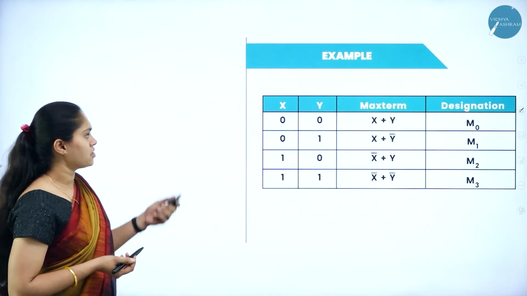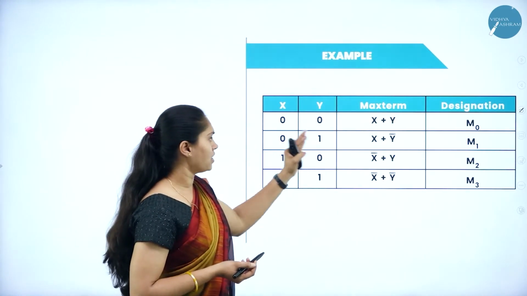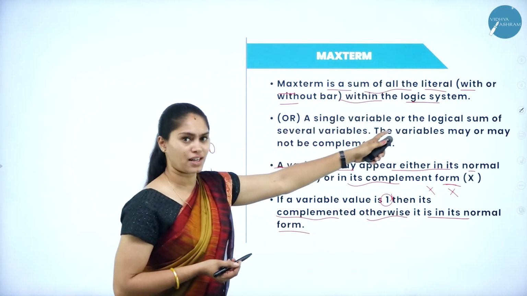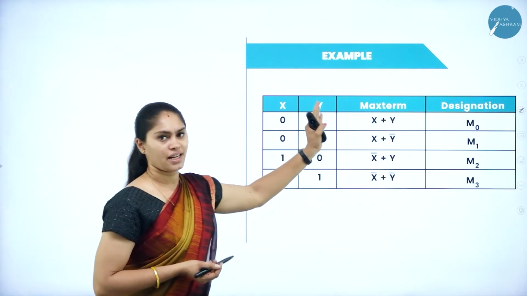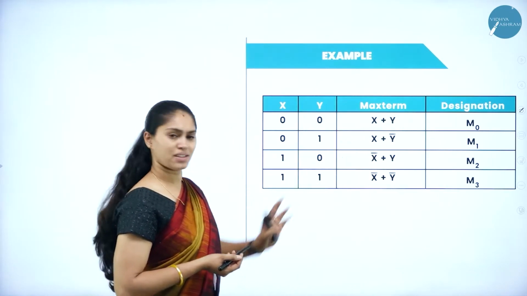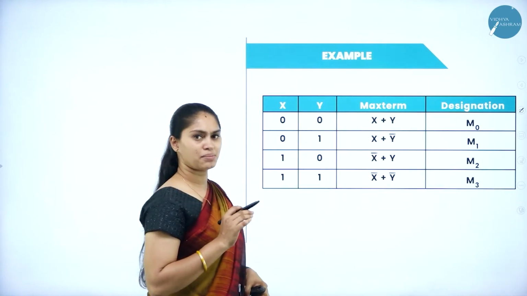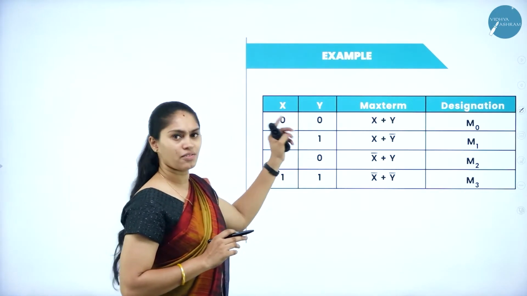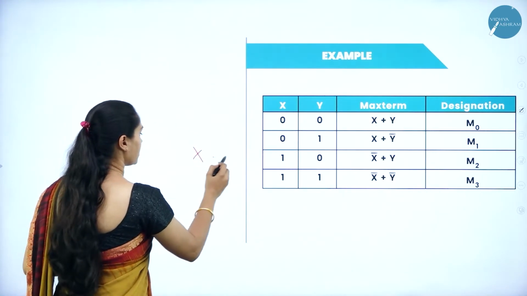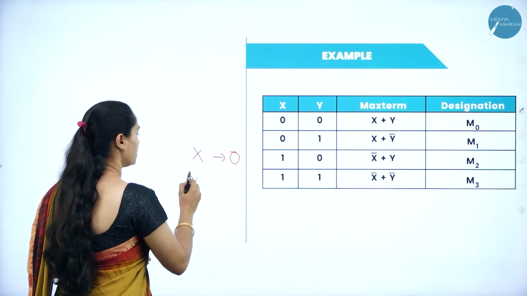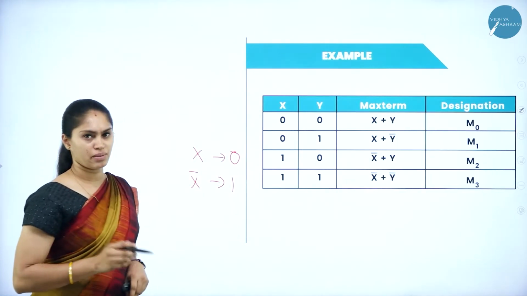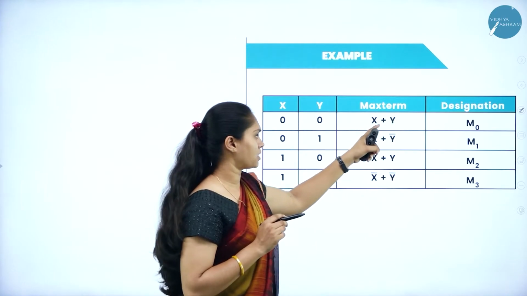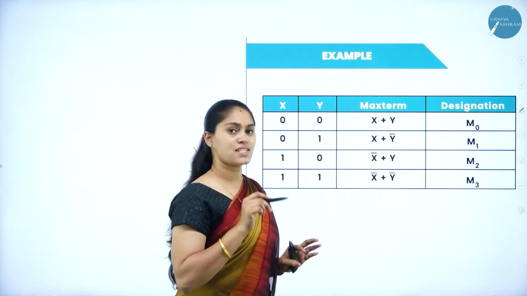So for a normal variable we have to put 0, for a complemented variable we have to put 1. So here you can see x, y, and now we have to find the sum. Already we know the sum of literals, but if it is a minterm, then it is x dot y. But now we are dealing with maxterm, so it needs to be x plus y. So 00, 01, 10, 11. For example, x: if it is a normal variable, that is 0. If it is a complemented one, then that will be 1. So for x 0 and y 0, it will be normal variables x plus y, and its designation is M0.